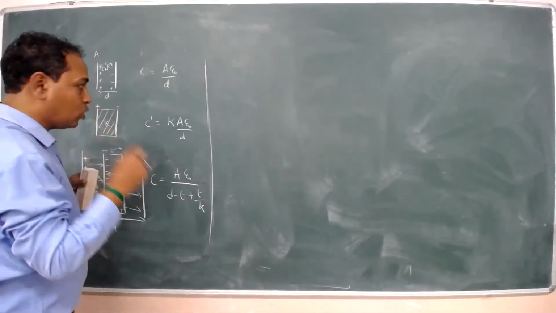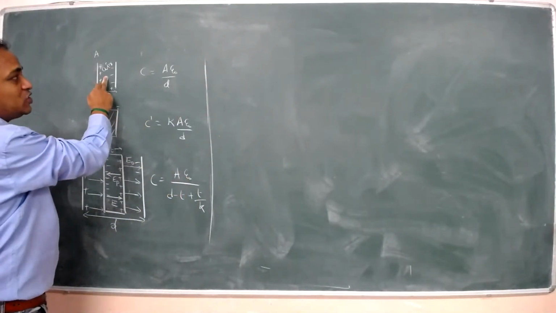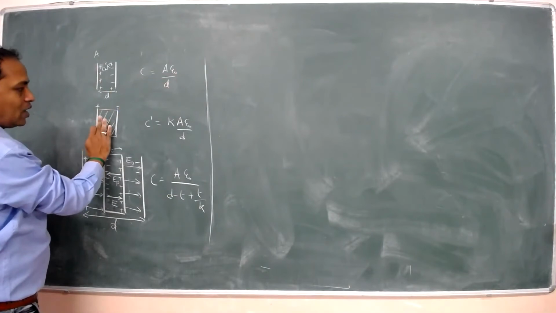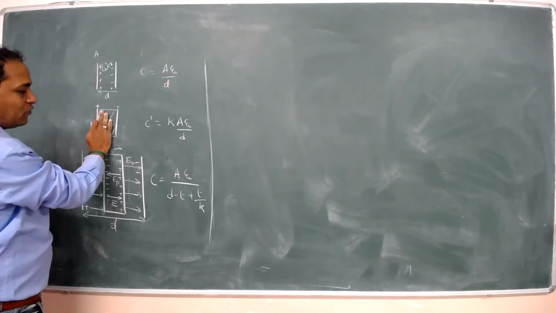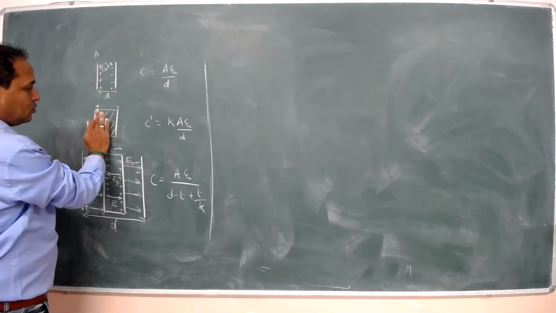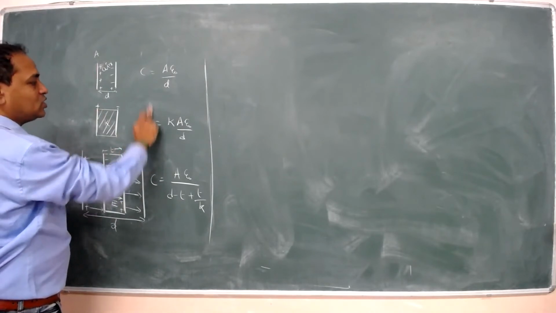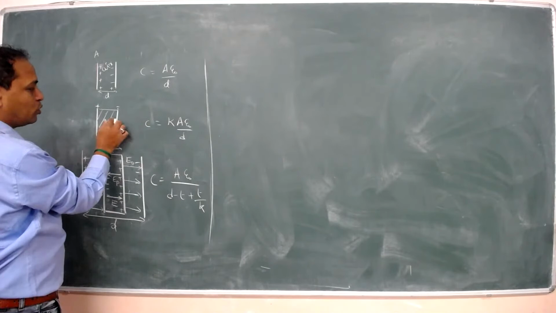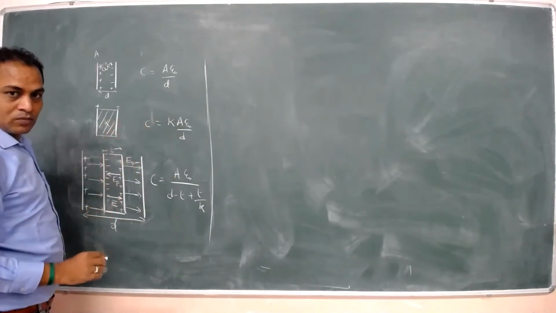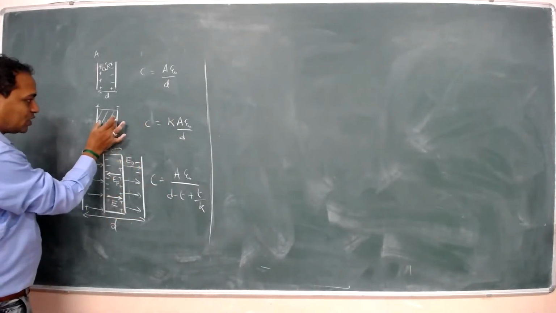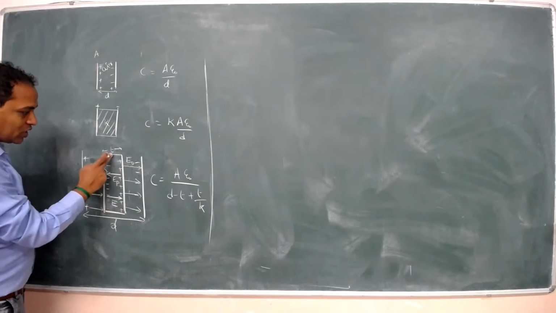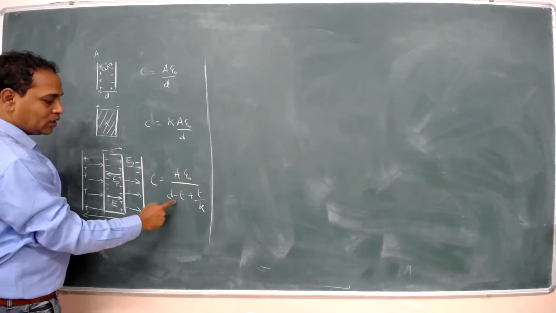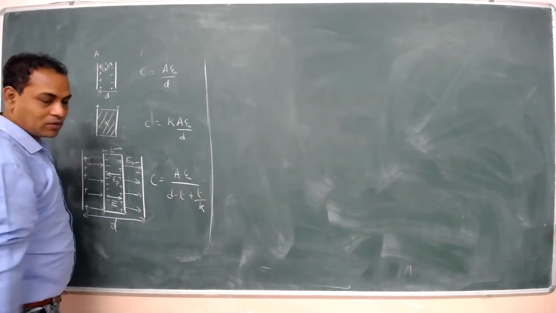See, if empty space is there, C is equal to A epsilon naught by D. If the dielectric slab is completely filled, then the formula is C is equal to K into A epsilon naught by D. Only the thing is K is to be multiplied that much. And then if this dielectric slab is partially filled with thickness T, then what is the capacitance? A epsilon naught by D minus T plus T by K.